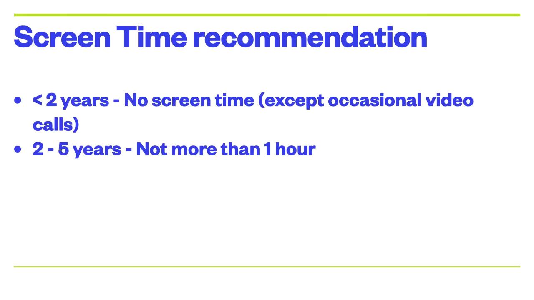So what does the recommendation say? In children less than 2 years, absolutely no screen time, except occasional video calls with relatives or friends. Does it mean you can allow background TV or any media usage? No, there should not be any background usage as well. In children less than 2 years, no screen time, and they develop only by interaction with the adults. For 2 to 5 years, not more than 1 hour, and the parents need to be choosy about this 1 hour of screen time, and it should be high quality screen time.